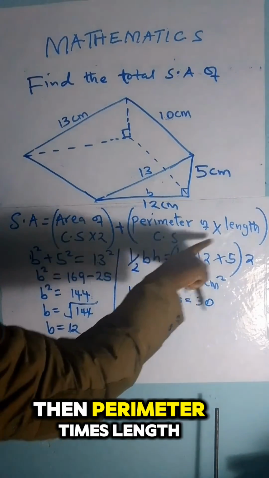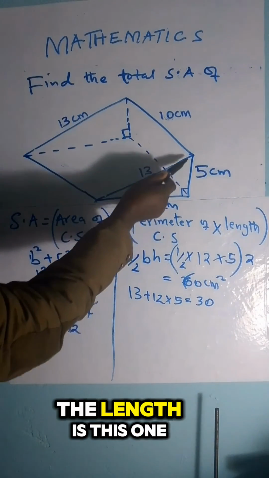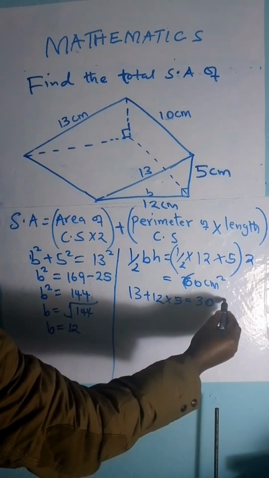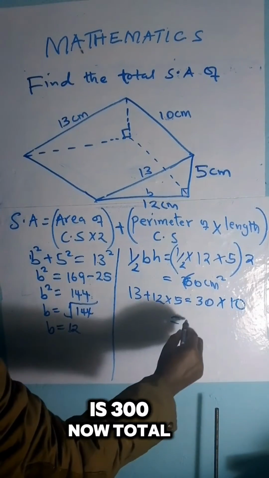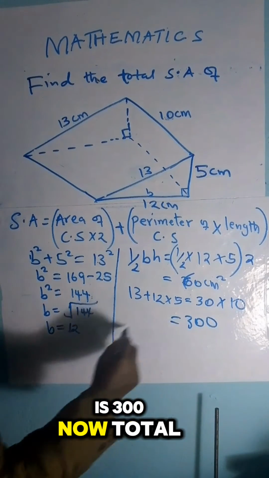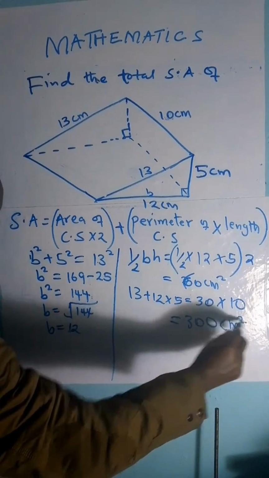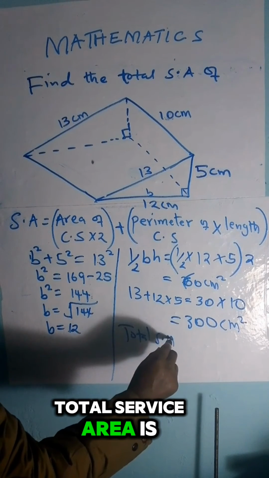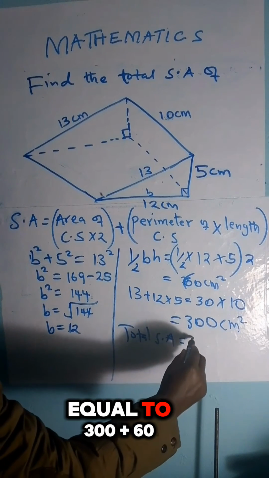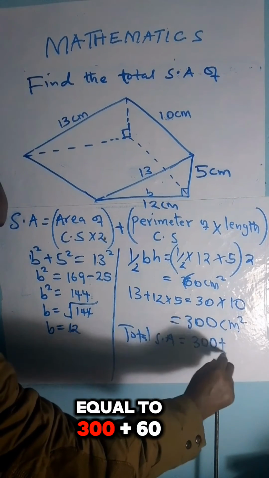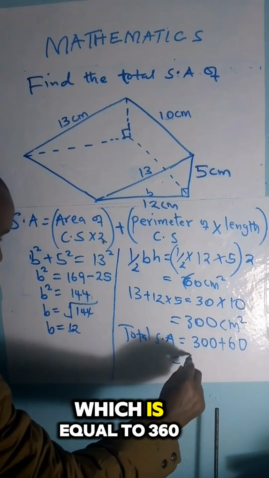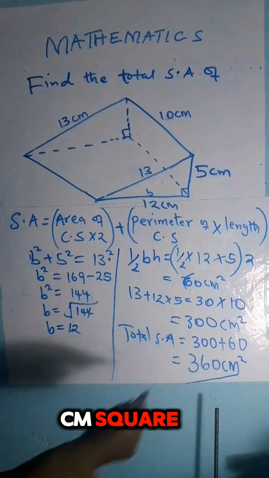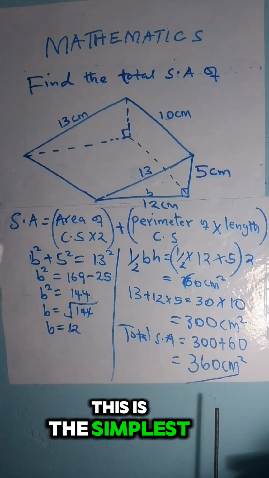Then perimeter times length. Now in this one, the length is this one. This is the length, times 10. So that is 300. Now the total surface area is equal to 300 plus 60, which is equal to 360 centimeters square. But this is the simplest way.